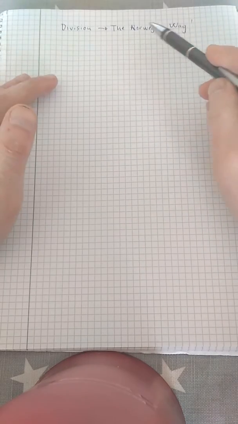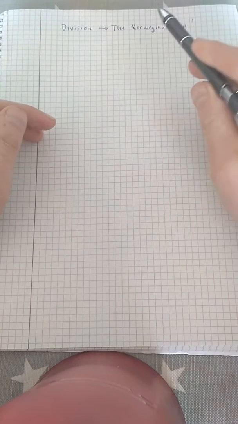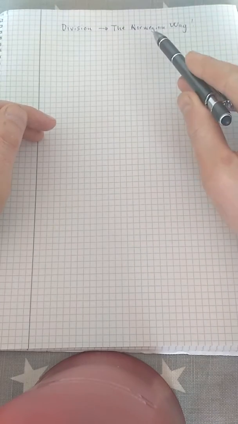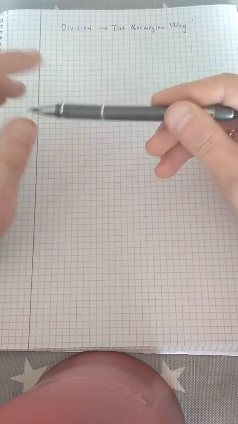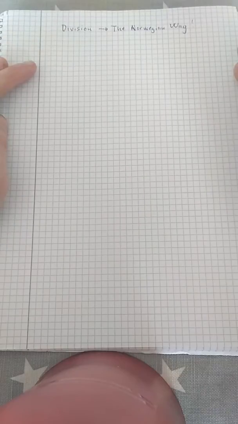Hello, I want to show you a way to do division. I call it the Norwegian way, but I'm quite certain that if you go to Japan, you have the Japanese way, or in Belgium, you have the Belgian way. But this is a way to do it that is not the one you find on YouTube all the time.